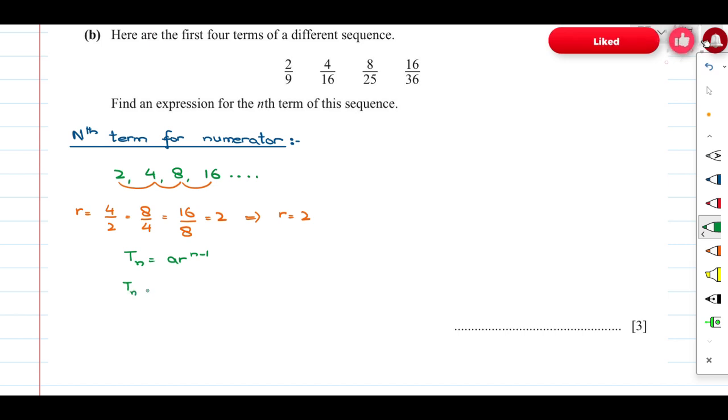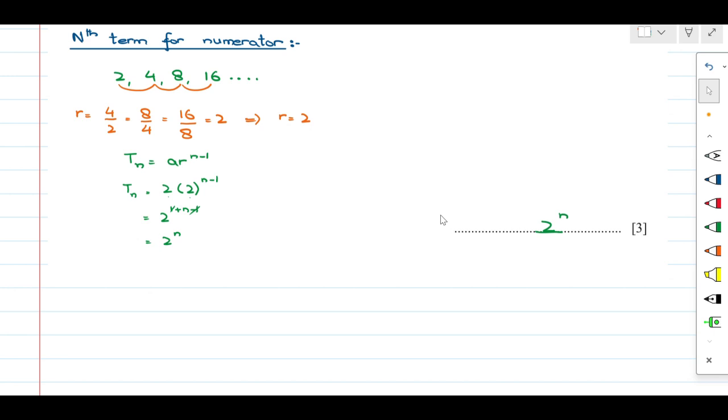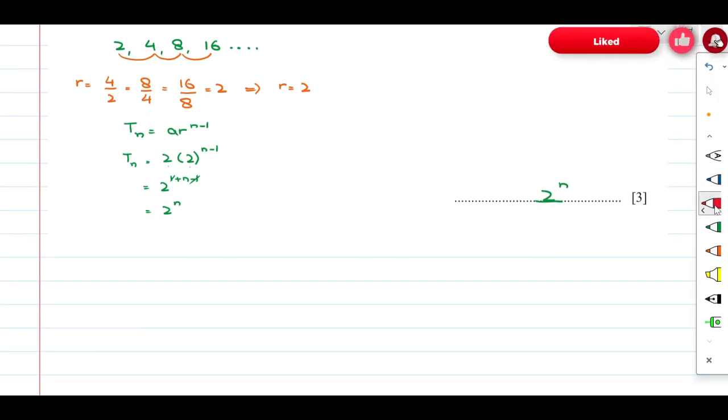So the nth term: a is the first term, which is equal to 2. r is the common ratio, which is equal to 2, power n minus 1. So when the bases are the same, we can add the powers. 2 power 1 times 2 power n minus 1. So plus 1 minus 1 cancels out. So 2 power n is the nth term for the numerator of this fractional sequence, right? So we are done with the numerator. Now we need to figure out the nth term for the denominator.